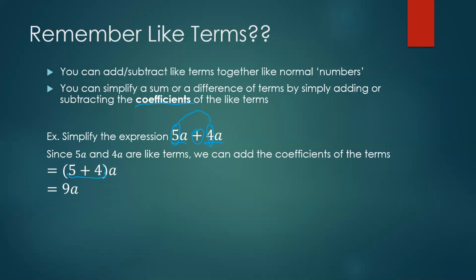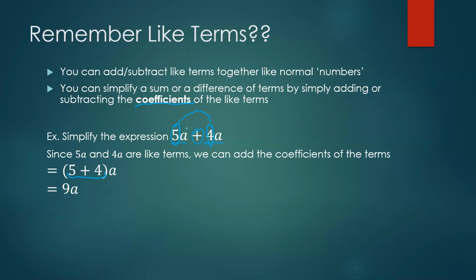I'm showing you this bracket here literally just to show you the work. You don't have to do that, right? You can simply add them up. 5a plus 4a, I think everyone can see I can just add up the coefficients. That gives me 9, and it's 9a because I'm adding up the a's themselves.